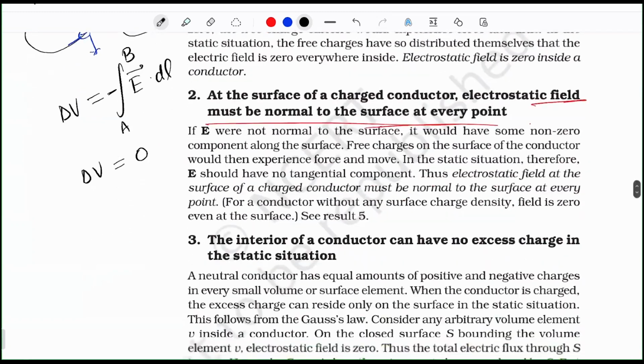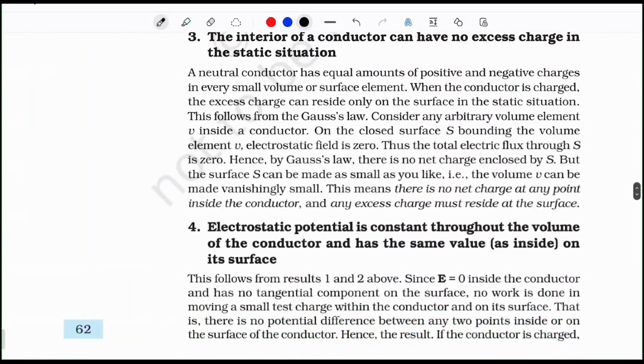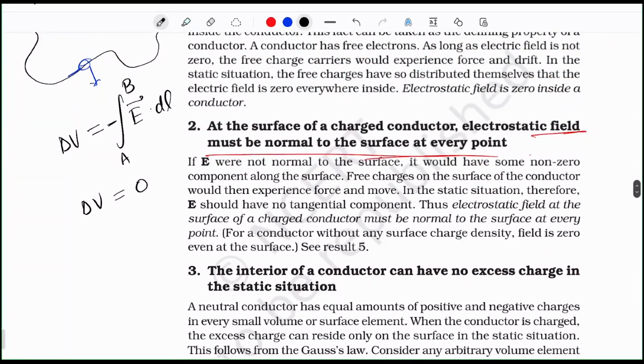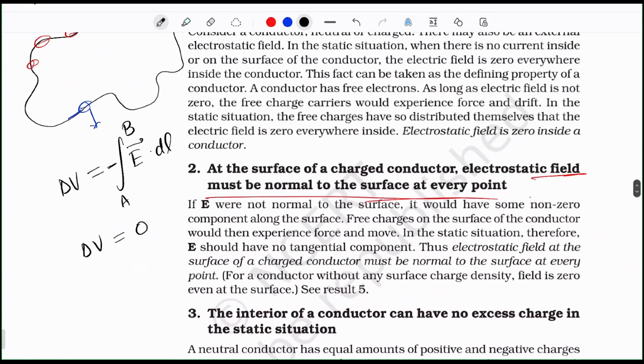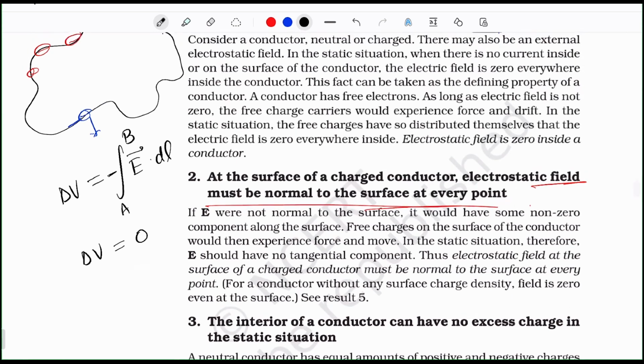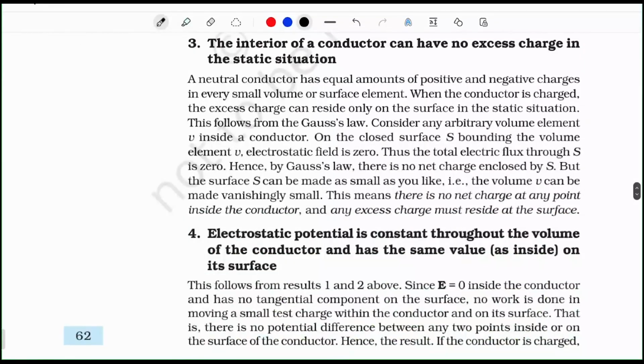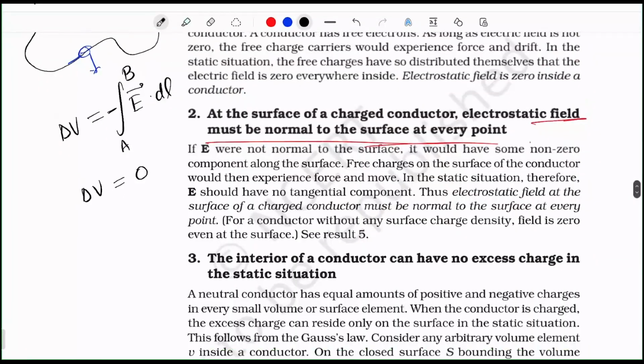And the second part of the property states that it has the same value as on the surface of the conductor. This is slightly trickier to prove rigorously, and it would require something called boundary conditions. What are boundary conditions? So this is basically saying that the potential is not discontinuous across the boundary, right?